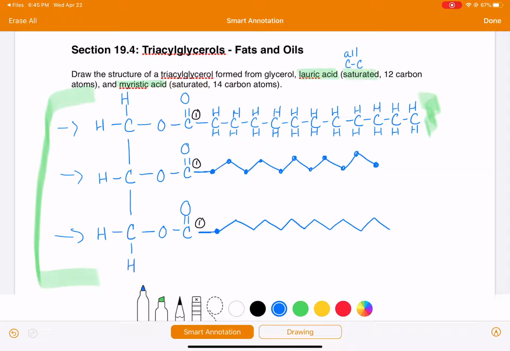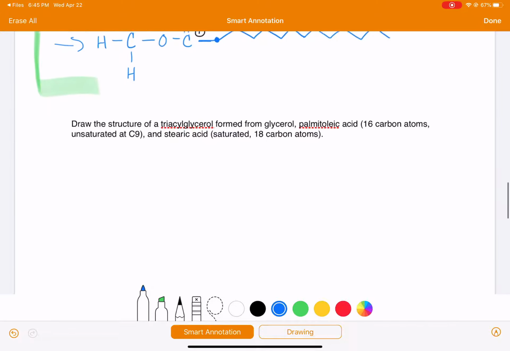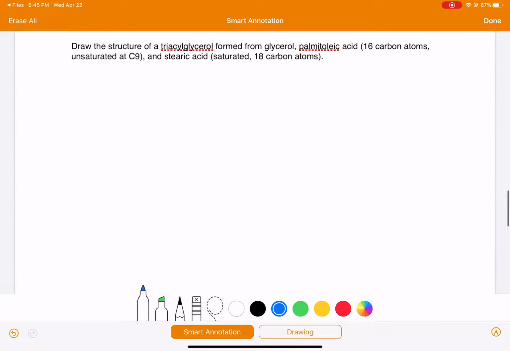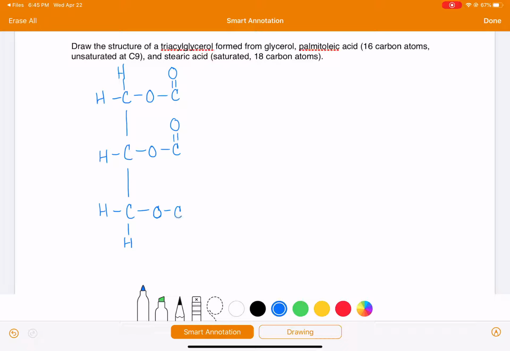Let's see what is on the next question. Draw the structure of another triacylglycerol formed from glycerol. So the first thing I'm going to do before I even finish reading this problem is make my backbone for myself here. 2 hydrogens on the top and 2 hydrogens on the bottom and 1 hydrogen in the middle. Each carbon has a single bond to an oxygen, and this is the part where we transition from the glycerol to the fatty acid. So next thing over is the carbon-oxygen double bond. And for all of these, this is carbon number 1 of the fatty acid.